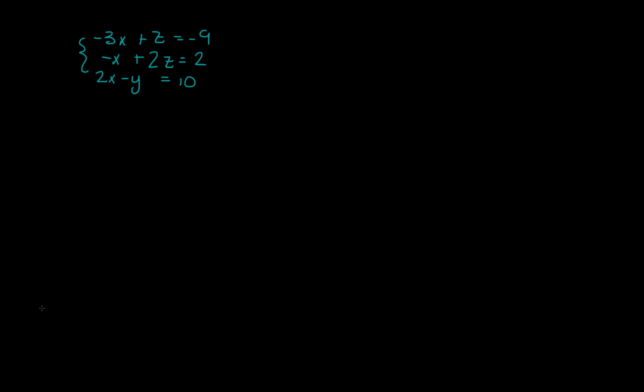Again, we have the x, y, and z that we're going to place into a matrix. So first, let's get this into a matrix. My x coefficients will go in the first row. My x coefficients are -3, -1, and 2.